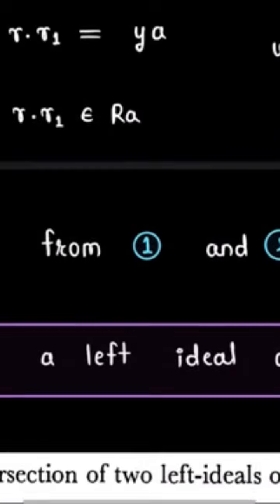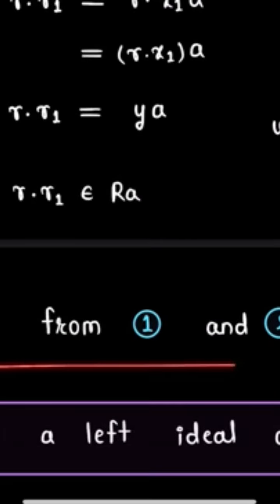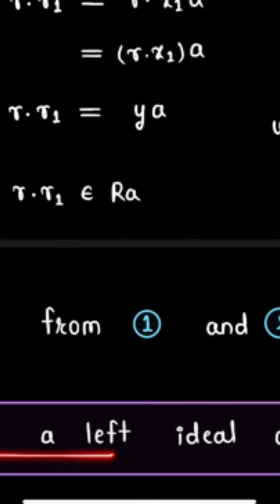Therefore, from 1 and 2 we have the set Ra is a left ideal of ring R, and this proves our result.